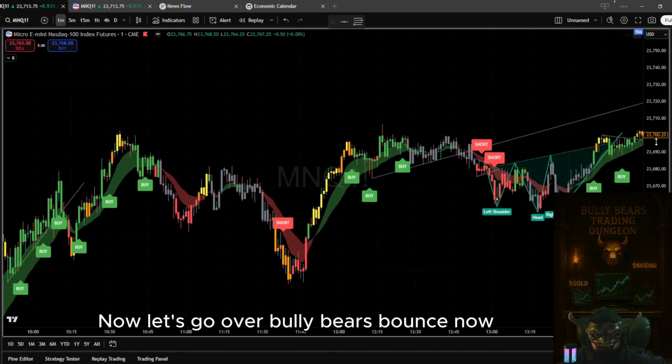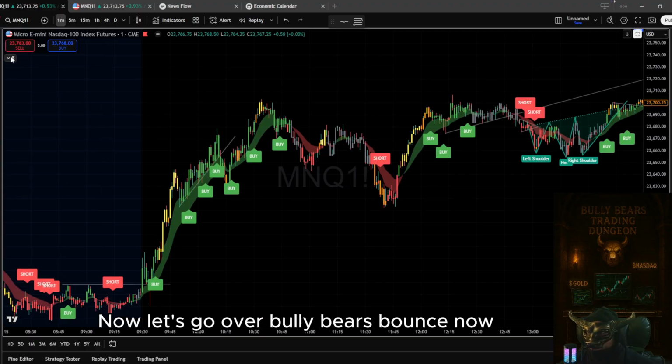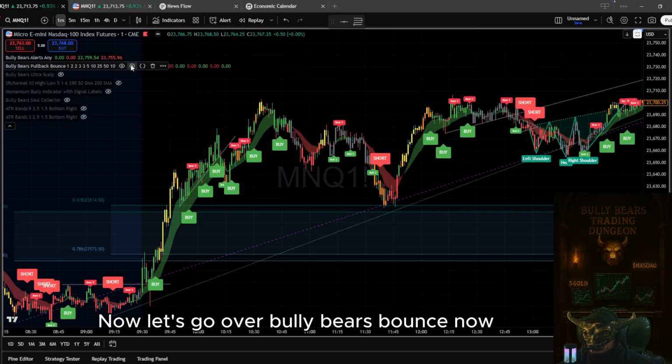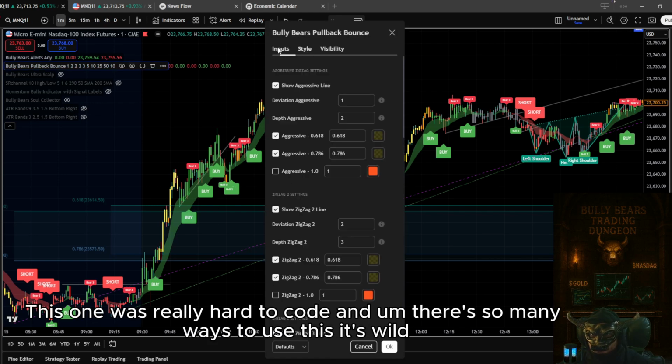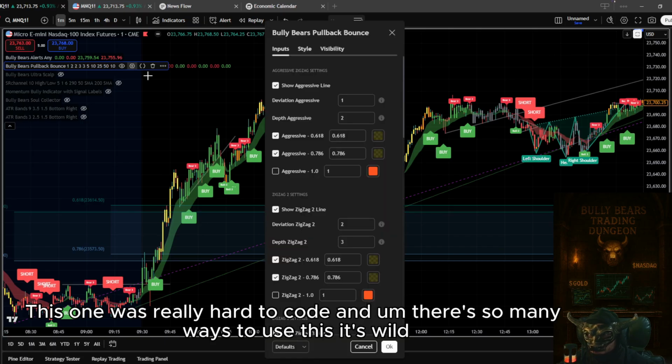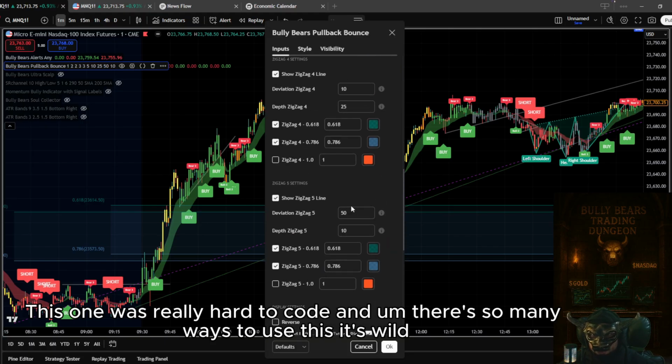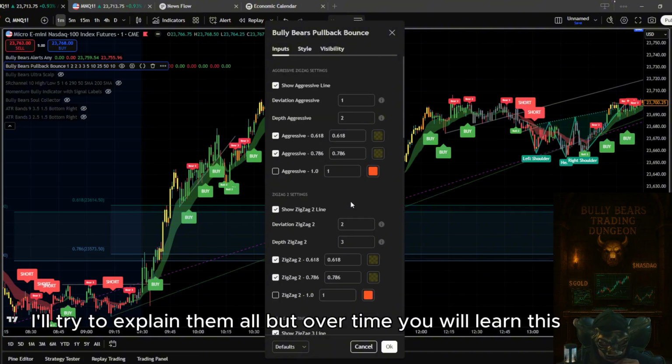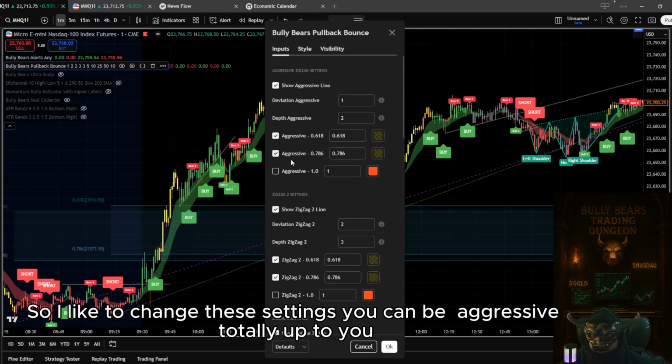Now, let's go over Bully Bears Bounce. Now, this one was really hard to code. And there's so many ways to use this. It's wild. I'll try to explain them all, but over time, you will learn this. So I like to change these settings. You can be aggressive, totally up to you.